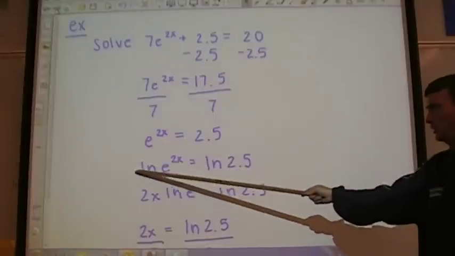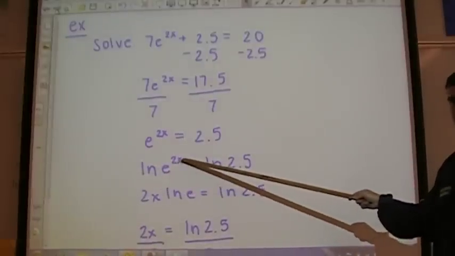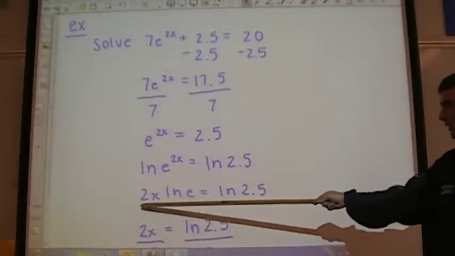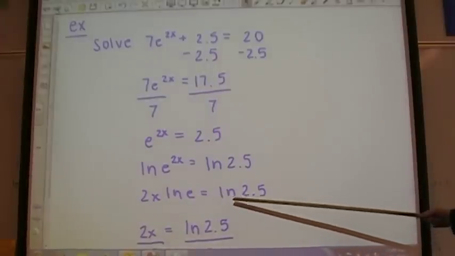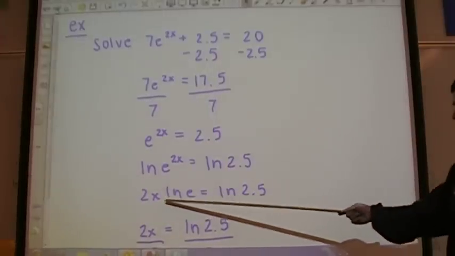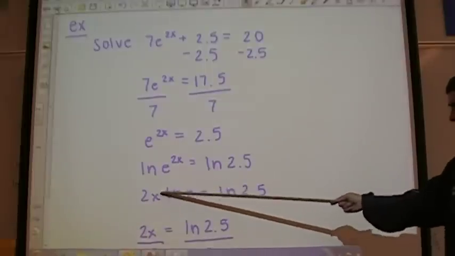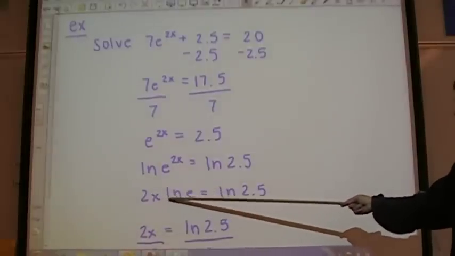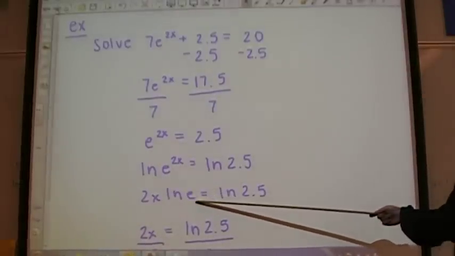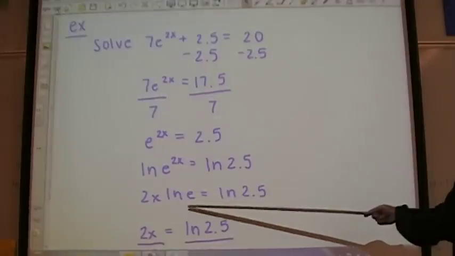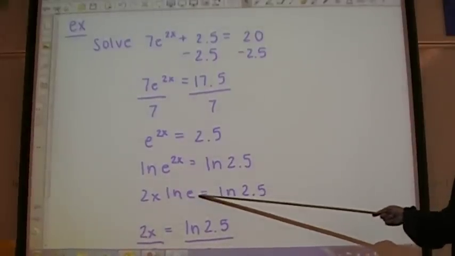So using the power property here, where's the 2x go? To the front. 2x ln e = ln 2.5. And if you want to check this, it's one of your properties, you can type it into your calculator, ln of e. Somebody tell me what you get when you type in ln e. 1. That's one of your properties. The natural log of e is always 1.